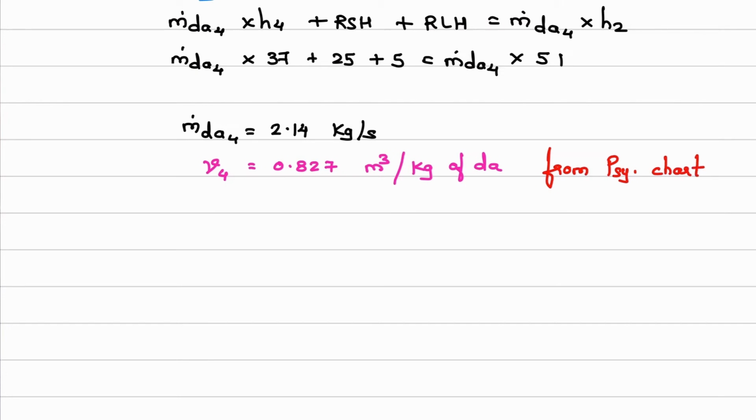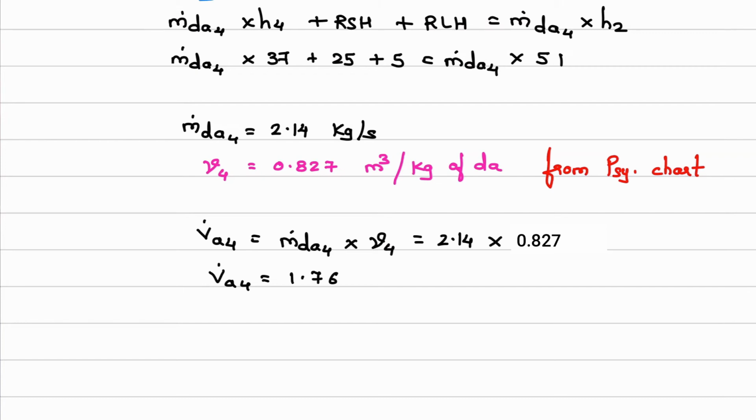Then we can calculate V dot A4. V dot A4 will be mass flow rate of dry air into specific volume of point 4. Okay, so 2.14 into 0.827. So we can calculate V dot A4, which was asked in the question. That value is 1.7697 meter cube per second.